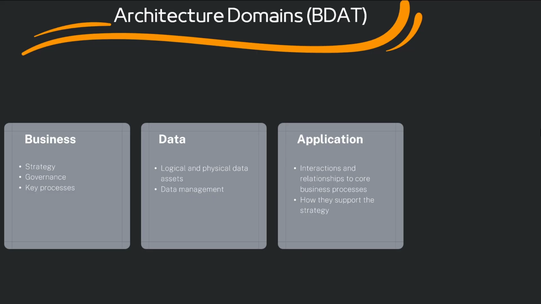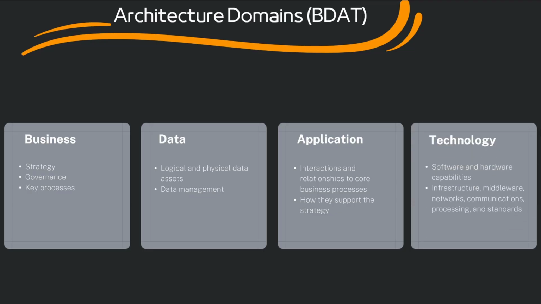The application domain talks more about the interaction and relationship to core business processes and how they support strategy. Application is more people oriented and skill oriented rather than IT oriented. The last one, technology, is where the applications and technology exist. It is where we talk about things like software, hardware capabilities required to support the business, middleware, network, communication, processing, standards, and all the stuff that an engineer loves to discuss. Together, BDAT, business, data, application, technology, form the foundation of TOGAF.